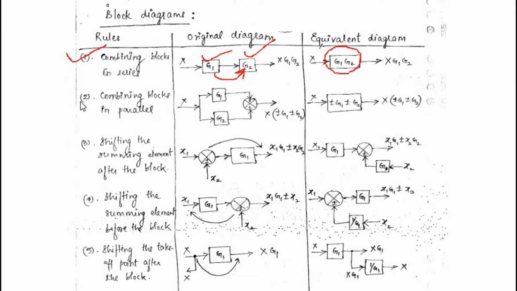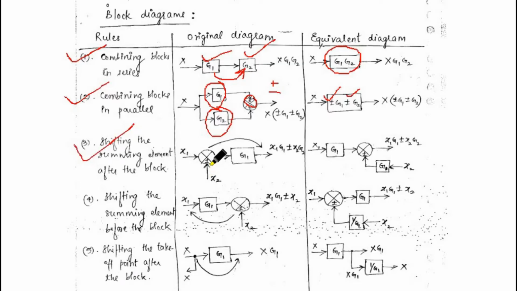I am just giving some rough introduction about these rules. Further you can study in depth, because I am planning to give different kinds of examples, and this is somewhat simple theory. The second rule is combining blocks in parallel. If two blocks are in parallel, like G1 and G2, then according to the signs, plus or minus, you have to combine them. G1 has a plus or minus sign and G2 has a plus or minus sign. So I am combining them; if negative, then minus G1 minus G2.